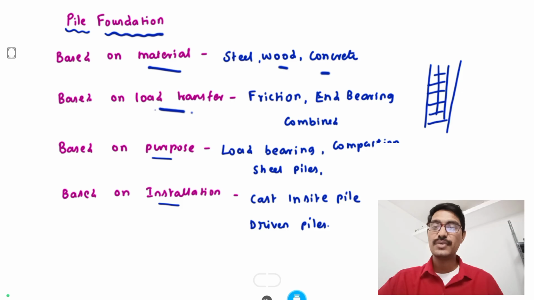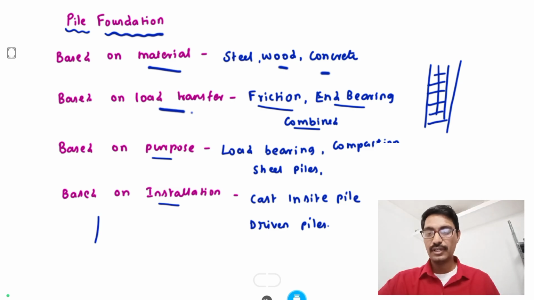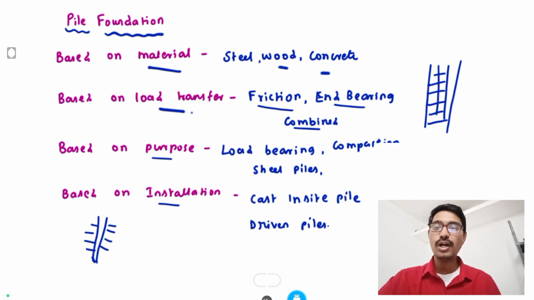Next is based on the load transfer. There are friction piles, end bearing piles and combined piles. In friction piles, the load is transmitted using friction action. For example, this is the pile, and the load is transmitted to the side soil. Whenever the bearing capacity of the soil is somewhat okay, we transfer the load into the soil using the surface area. In that case we go for friction piles.